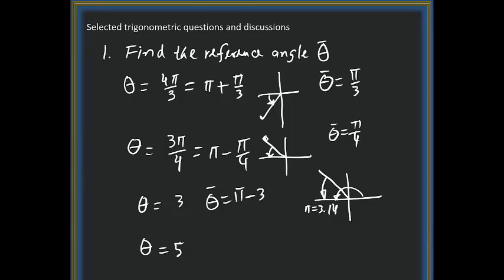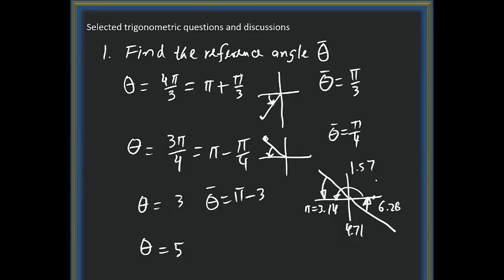So we need to see what 5 is and how we determine all these measurements in radians and see the approximation. When you look at the measurements, pi by 2 is approximately 1.57, pi is 3.14, 3 pi by 2 is 4.71, and 2 pi is 6.28. Now 5 is going in between here somewhere. So then our reference angle will be this one.